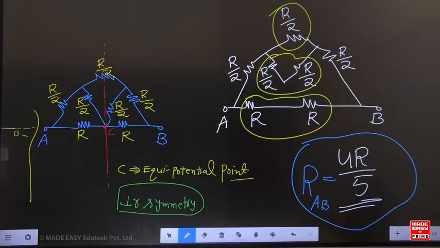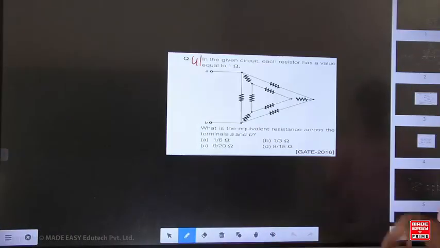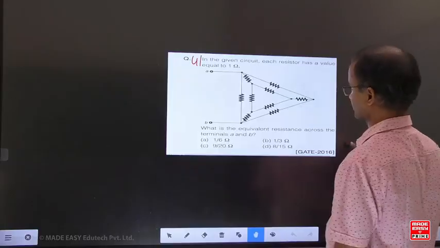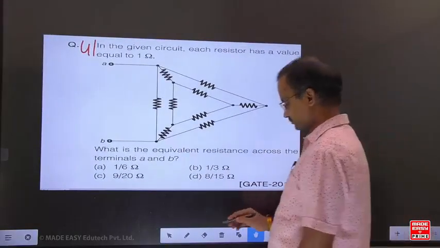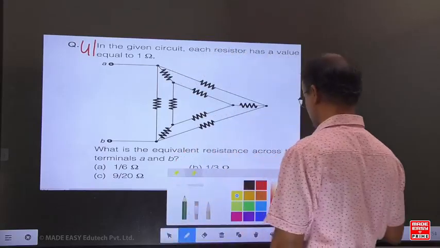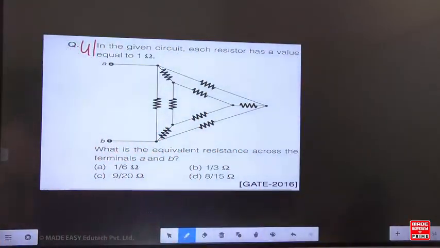Very good. Okay, let us see one previous paper question. Just open the workbook. Read question number 41 in the first unit. Open the workbook and go to question number 41, have a look once. In unit 1, question number 41.